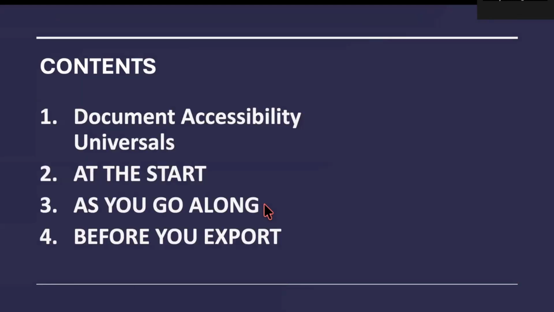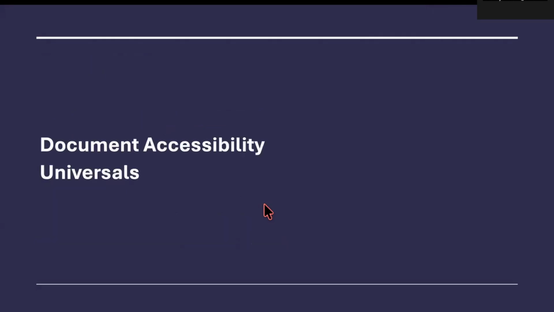So today we're going to be going over some document accessibility universals, and then we're going to step through the process of creating a PDF from a Microsoft document. We're going to do this in 3 sections. We're going to take it as one long process. So we're going to start at the start, and then we're going to talk about accessibility as you go along, and finally we're going to finish up with before you export.